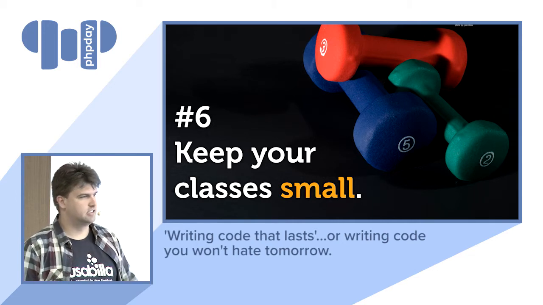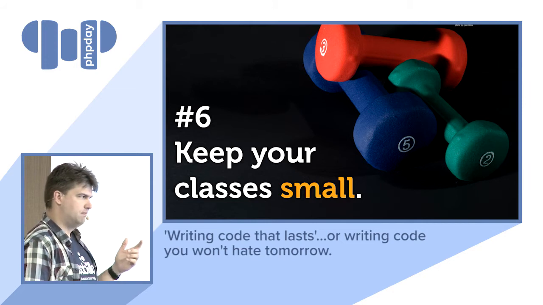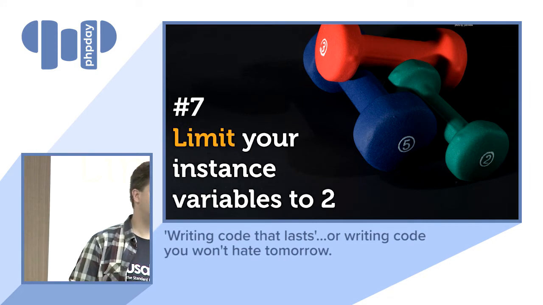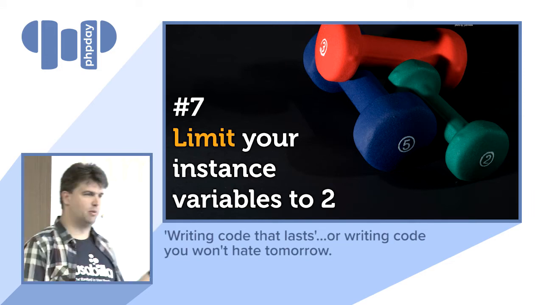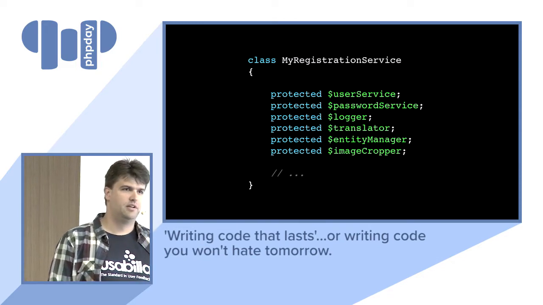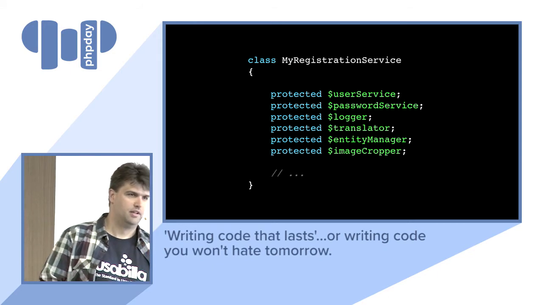So you want to keep your classes small. You want to make things simple. So rule number seven is limit your instance variables to two. Do we all know what instance variables are? Okay, so instance variables are like this. You have a service, and you have all of these dependencies you have injected into it. Each of these properties is an instance variable, right?